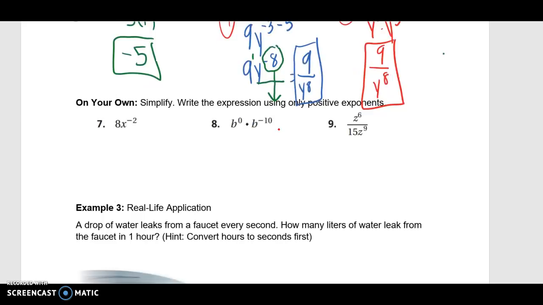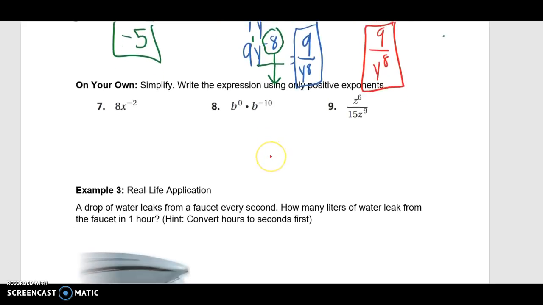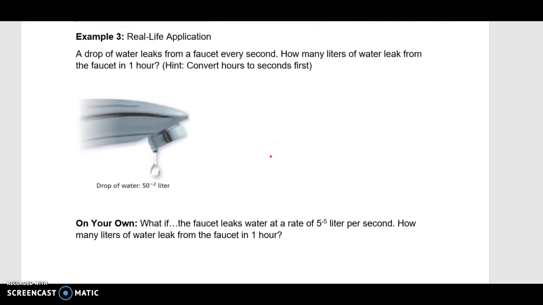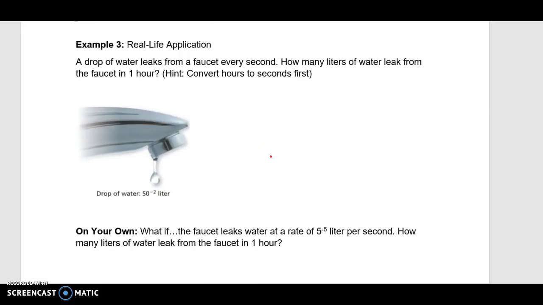Okay, so there's 3 problems you're going to do on your own. We'll check those tomorrow in class. And then let's take a look at example 3. Example 3 says a drop of water leaks from a faucet every second. How many liters of water leak from a faucet in 1 hour?